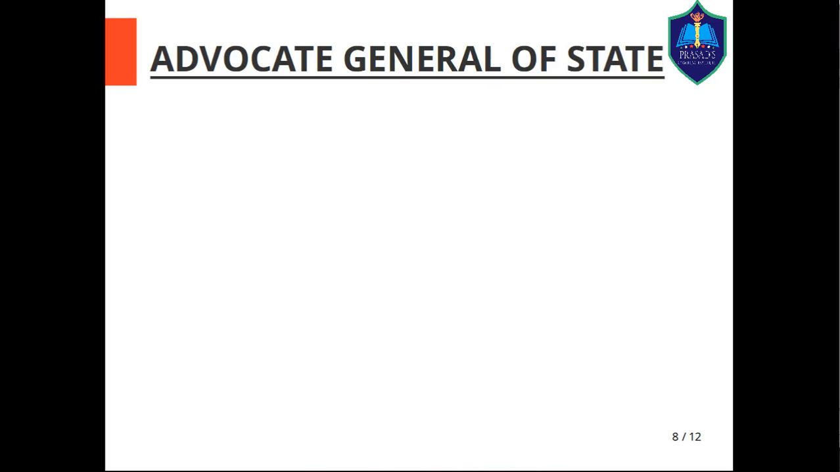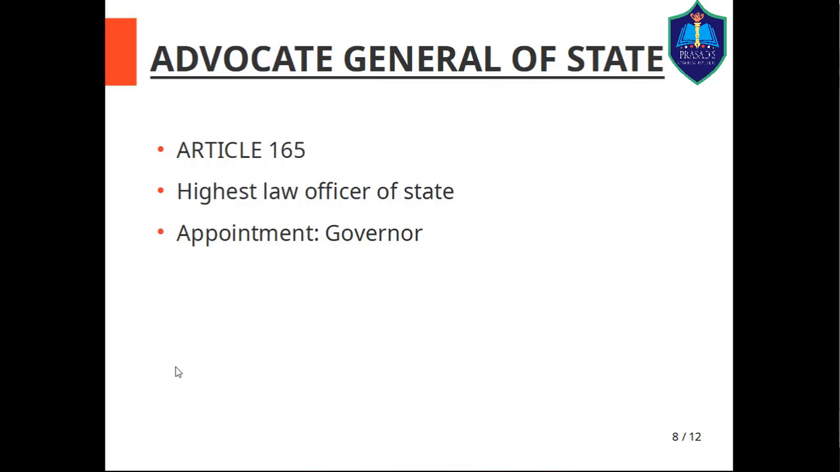Let's start with the Advocate General. Advocate General is very simple if you have understood the Attorney General. Advocate General is also a constitutional post as Attorney General. It's given in Article 165. He is the highest law officer of state, appointed by the governor. See, wherever the president comes for the attorney general, the same president can be replaced with the governor in the case of advocate general.